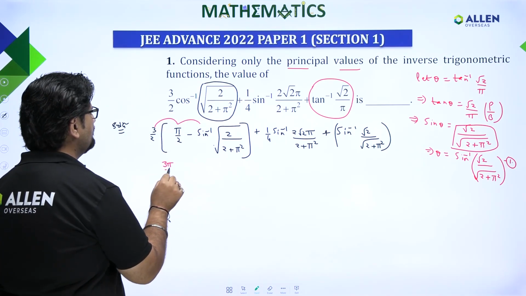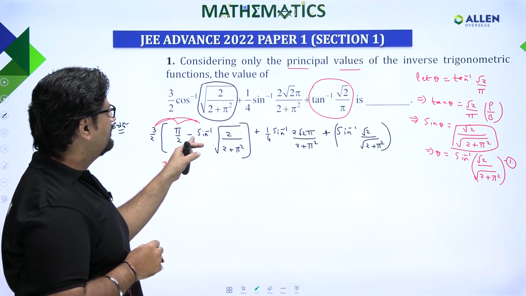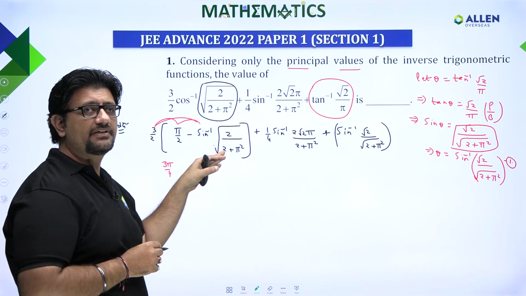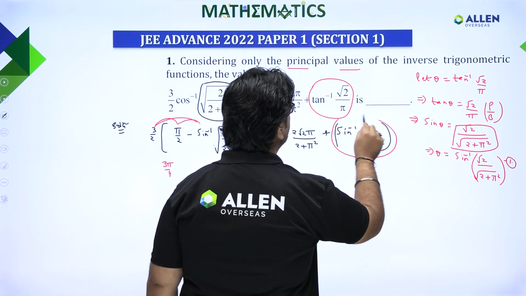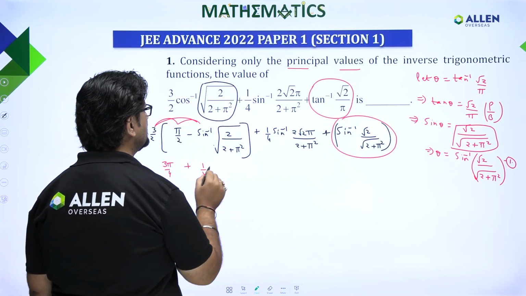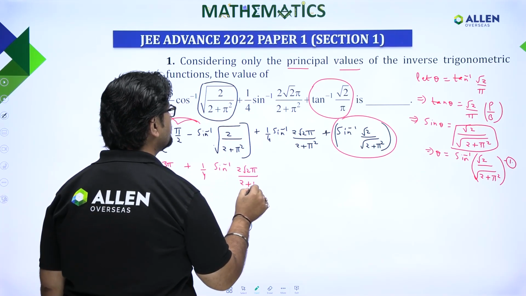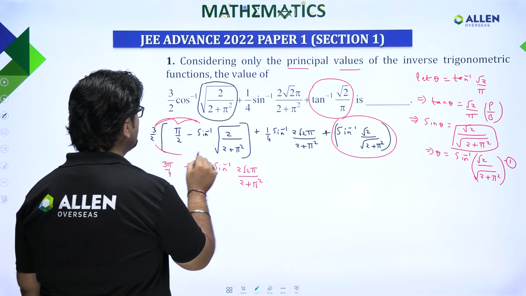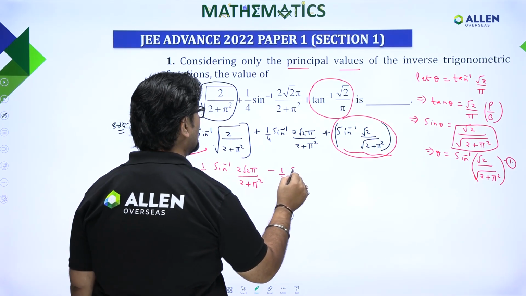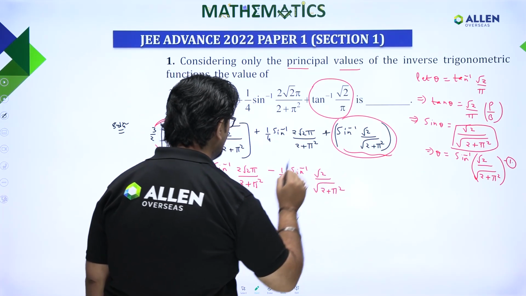So I am getting 3 pi by 4, and this is minus of 3 by 2 sine inverse of root 2 upon root of 2 plus pi square, and plus sine inverse root 2 upon root of 2 plus pi square. So what I am getting now, I am writing it here for you. This is 1 by 4 sine inverse of 2 root 2 pi upon 2 plus pi square. And these two terms together give me a total of minus half sine inverse of root 2 upon square root of 2 plus pi square.